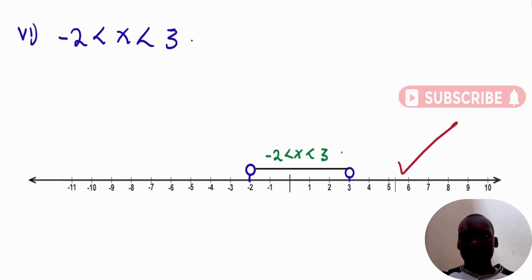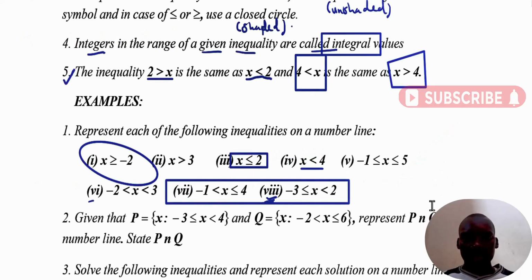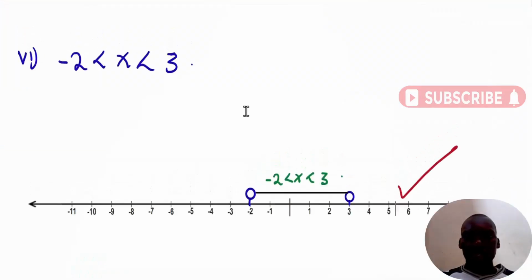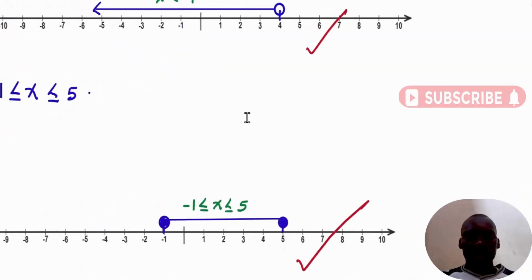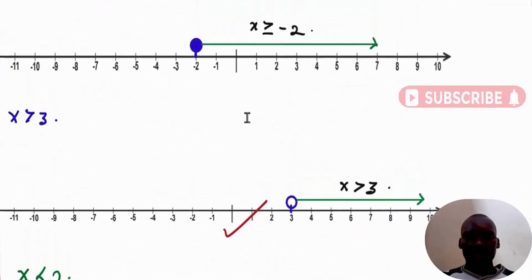So we are now left with the two Roman numerals, that is Roman numeral 7 and then Roman numeral 8. You try out these two on your own. And now before we end this presentation, let us go back to each and every inequality and we try to come up with the solution set.